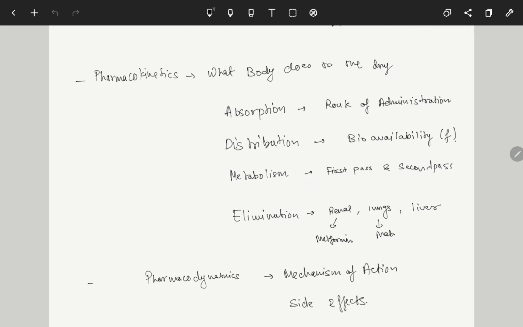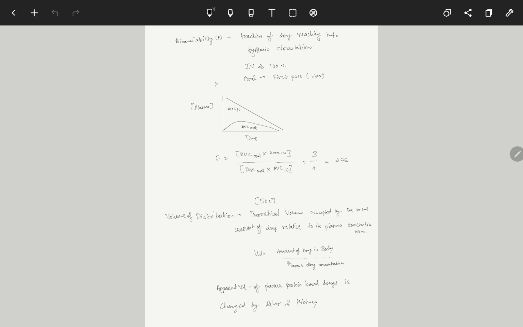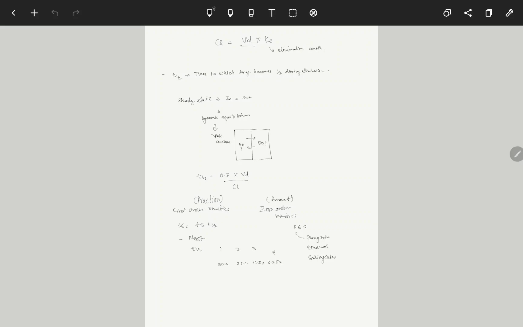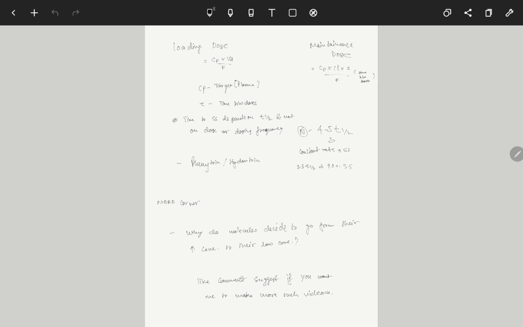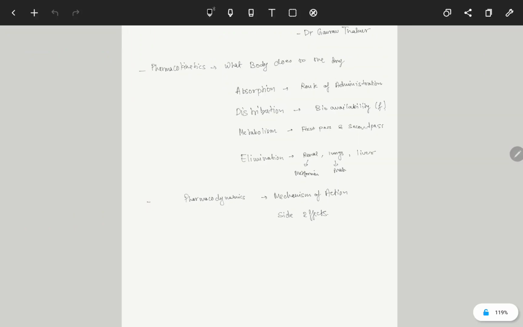This video is rated medical student difficulty, and if you stay until the end of the video, you should be able to understand pharmacokinetics, pharmacodynamics, bioavailability, volume of distribution, clearance, first order kinetics, elimination kinetics, steady state, loading dose calculation, and a special nerd corner.